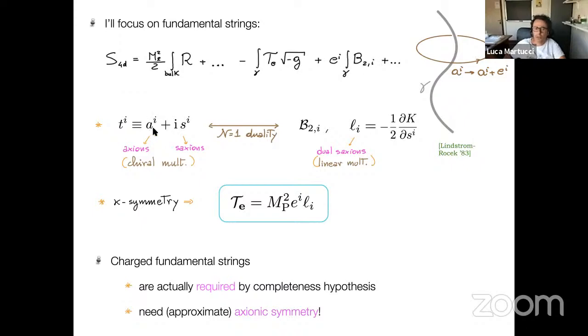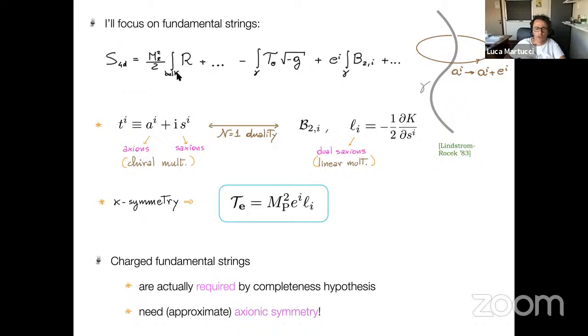Now, these axions are naturally completed by supersymmetry, and complexified by some corresponding saxions into full chiral multiplets, which are in turn dual to linear multiplets, which include, at the bosonic level, in addition to these two-form potentials, a set of dual saxions, which are a kind of Legendre transform of this saxion here.